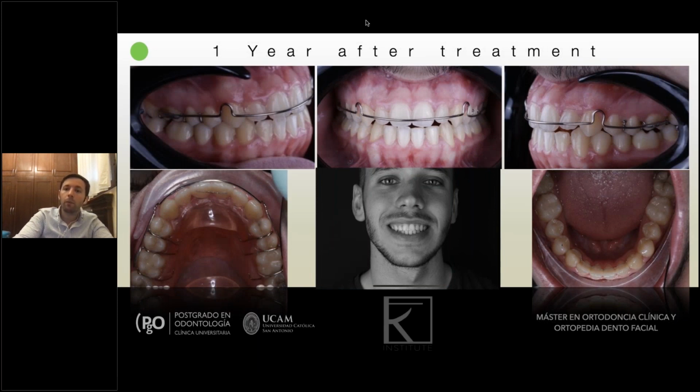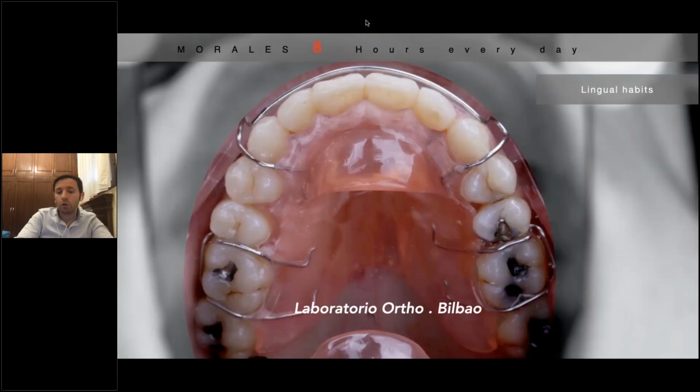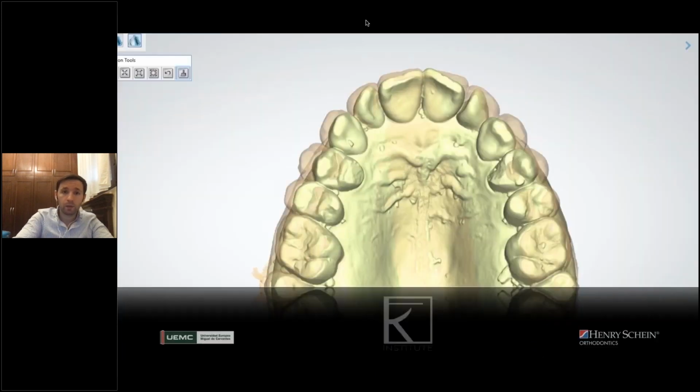This is called Morales, okay? And you can see, or you can order in your lab with no problems. I use it at night, and you can see some acrylic in the palatal area in order to make the tongue go to the palatal area when they are going to swallow. So it's perfect for me.